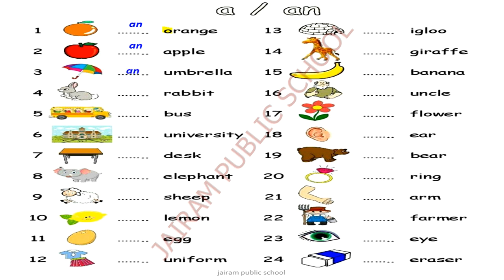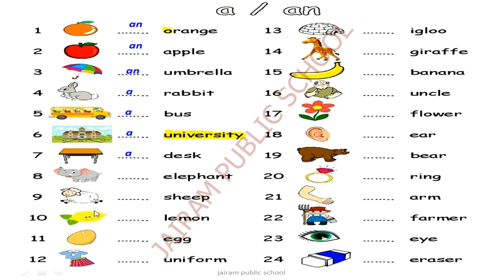So an umbrella. Rabbit. The first letter is R. It's not a vowel. So a rabbit. Bus. B. A bus. University. U is not a vowel sound. So a university. I told you already, when a word starts with the vowel sound, then only we should add the article an. U is the sound of a consonant, that is the Y sound. So we should not add an there. We have to add a. This is an exception.